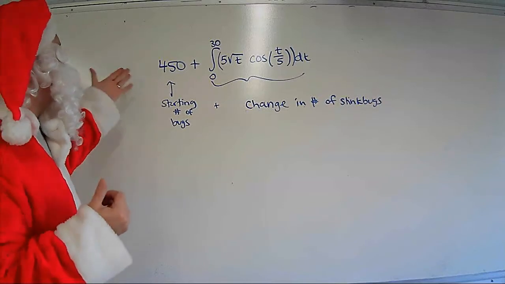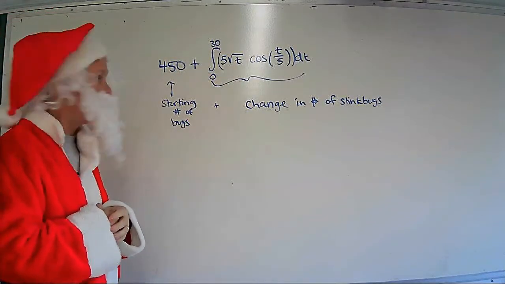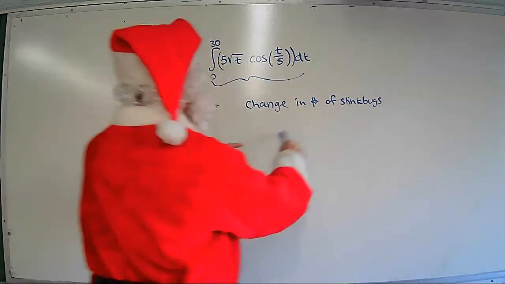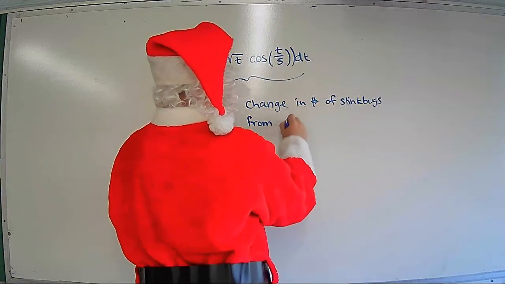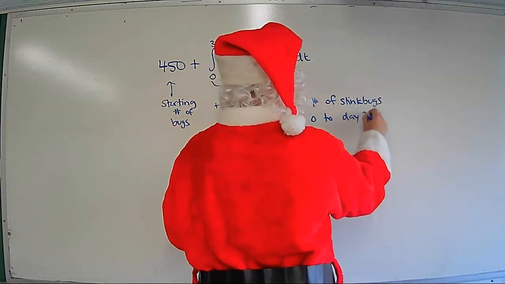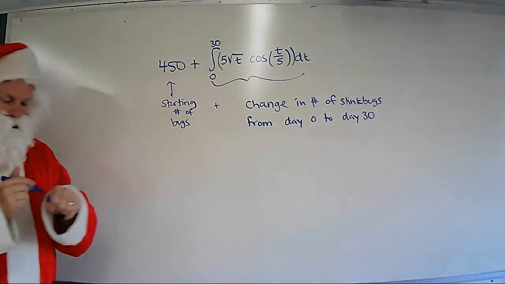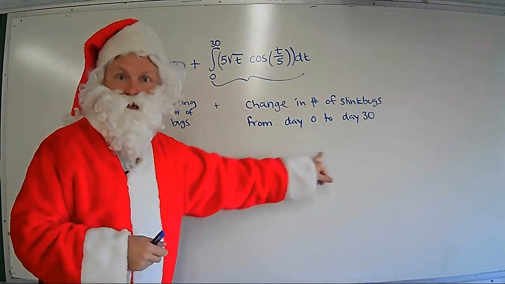So whatever the answer to this is numerically is going to be the exact number of stink bugs in the house on day 30. Oh wait, let me add one more thing here. Change in the number of stink bugs. This is important. From day 0 to day 30. Okay, we should always have something here when I'm representing what that change in quantity is. I should give some sort of interval. Okay.